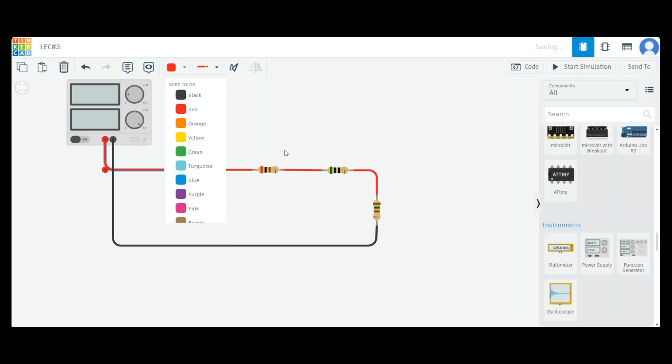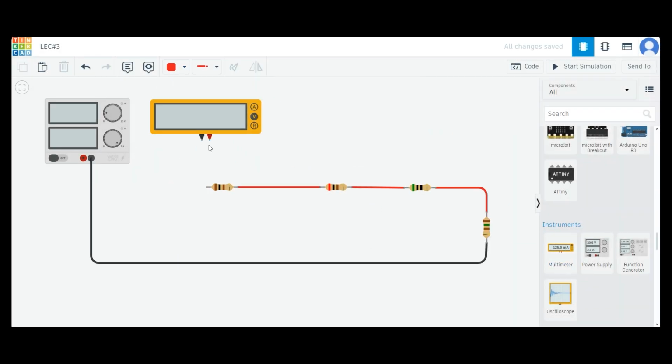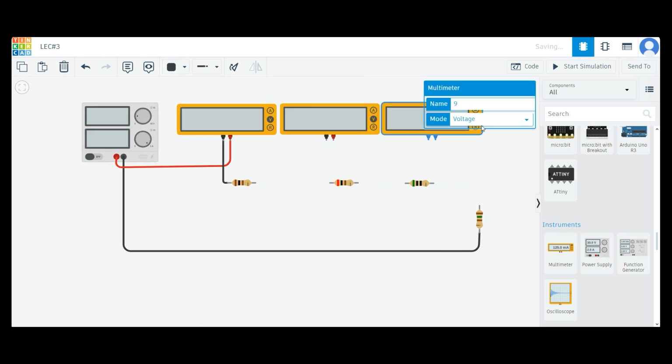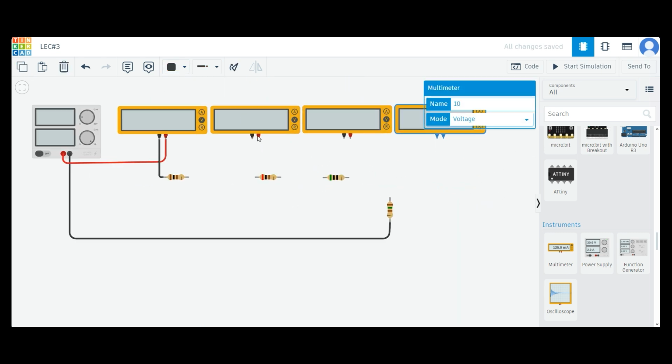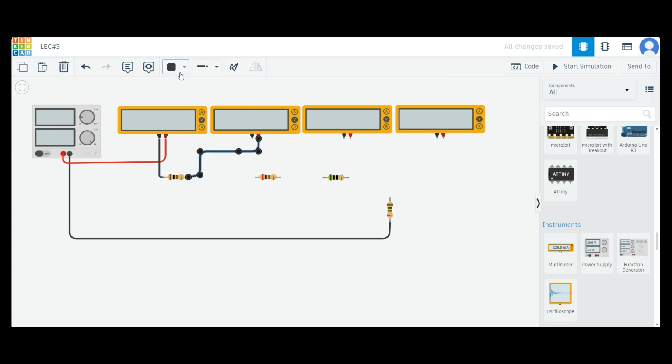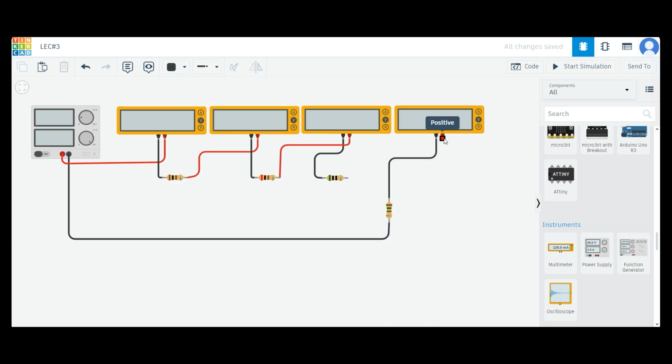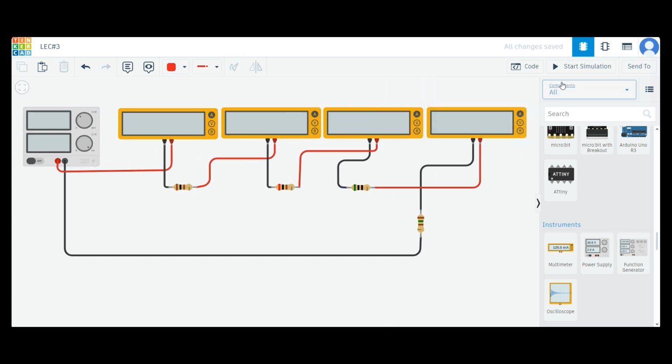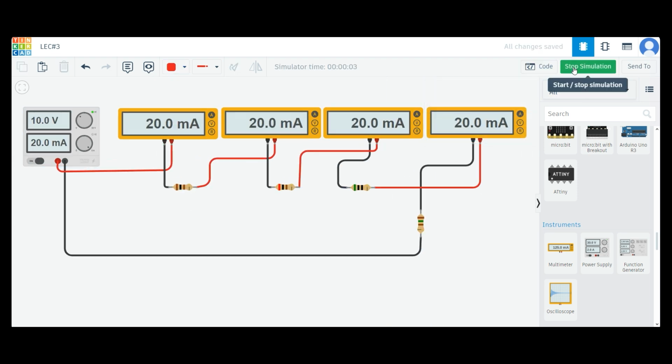Let's simulate the circuit to measure the current to validate our calculations. I have placed a power supply to power the circuit and placed 4 ampere meters in series with each component. Always remember that ampere meter should be connected in series to measure the current. We have calculated that current through each element was 20 milliamperes. Let's start simulation and you can see that each ampere meter exactly shows 20 milliamperes, which validates or proves our calculations.